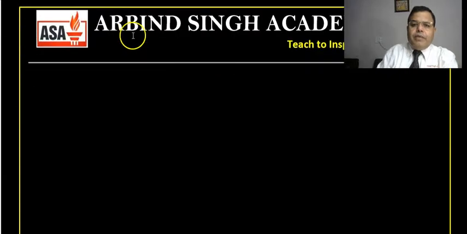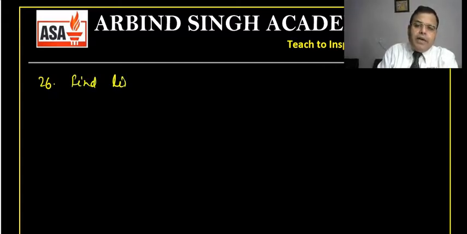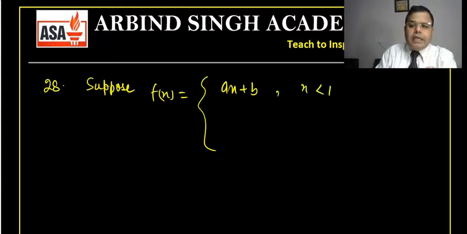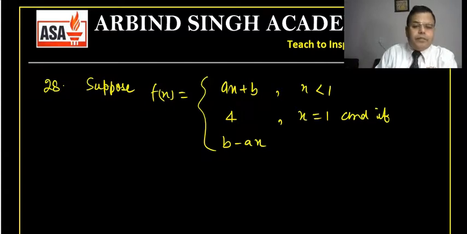Okay. Now question number 26, find the limit as x tends to 0 of f(x), we have already discussed. Question 27 as well. Now question number 28. Suppose f(x) is equal to ax plus b for x is less than 1, and 4 for x is equal to 1, and b minus ax for x is greater than 1.